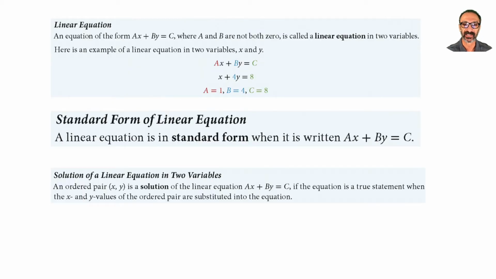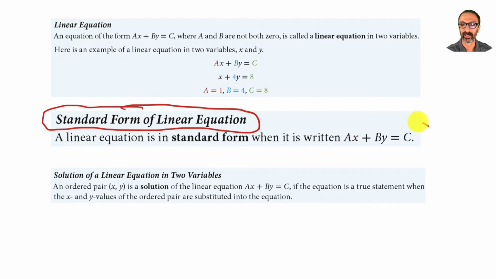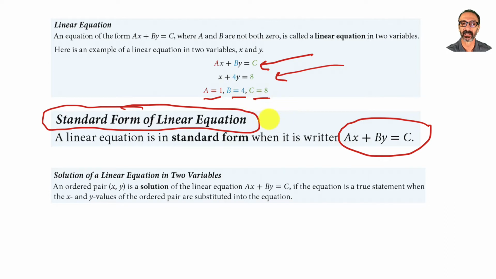This is called standard form. Standard form for a linear equation is of the form ax plus by equals c, which is written right here. And here's an example. When they say x plus 4y equals 8, that means a is 1 and b, which is the coefficient of y, is 4, and the constant on the right side of the equal sign is 8.